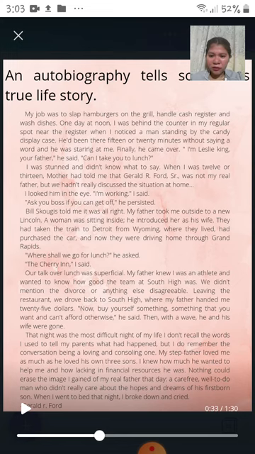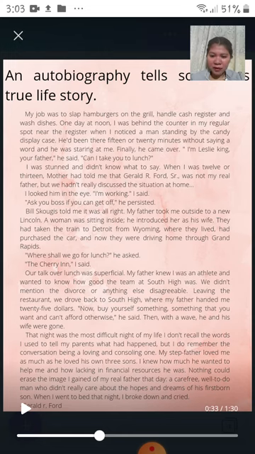Leaving the restaurant, we drove back to South High, where my father handed me $25. Now buy yourself something that you want and can't afford otherwise, he said. Then with a wave, he and his wife were gone. That night was the most difficult night of my life. I don't recall the words I used to tell my parents what had happened, but I do remember the conversation being a loving and consoling one.